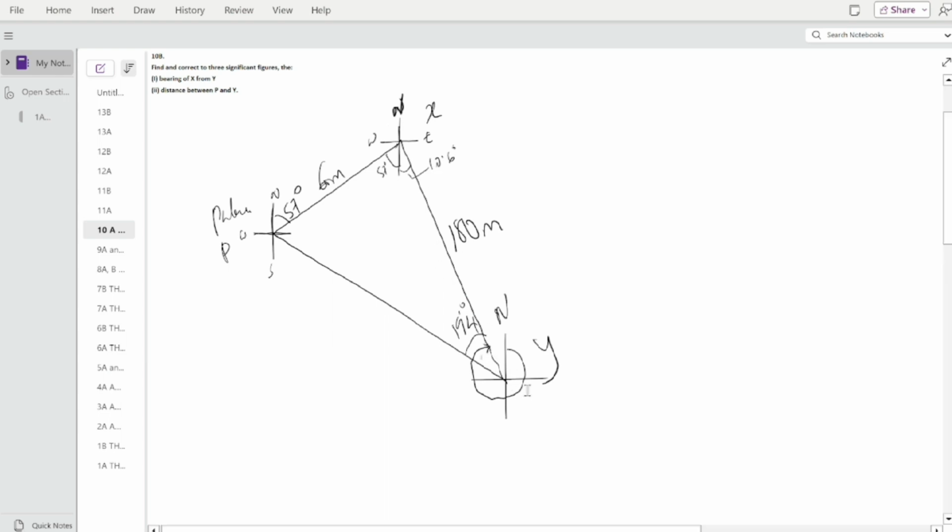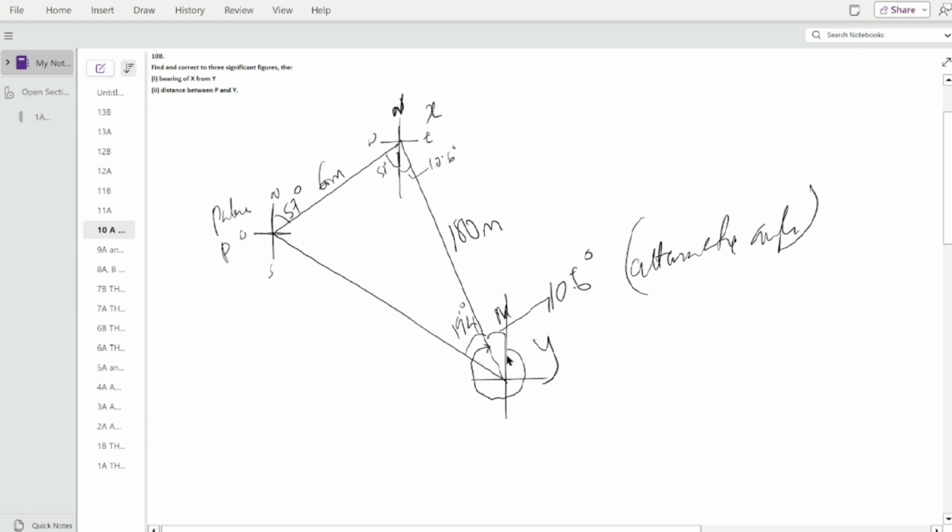X and Y. And there are two ways to find it. Since we know this angle is 10.6, and this is parallel to this, we also know if this is 10.6, this is also 10.6. This angle is also 10.6, which is alternate angle.